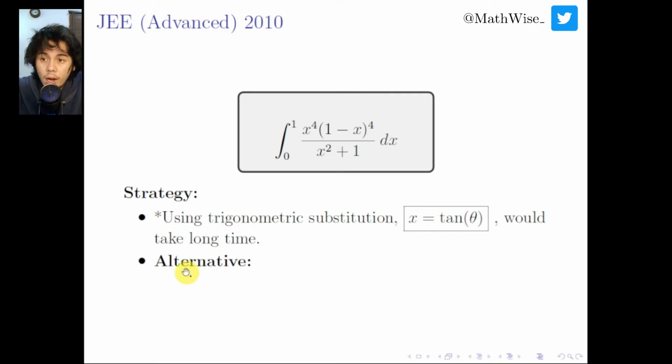And alternatively, we can have another method to solve this integral. That is, we just expand the numerator. We multiply x to the power of 4 with (1 minus x) to the power of 4. We make it into a clear, visible polynomial with the coefficients. And then we try to divide by x squared plus 1. So let us try this alternative solution.